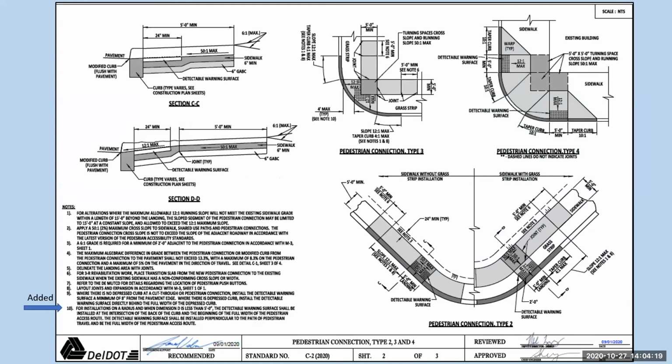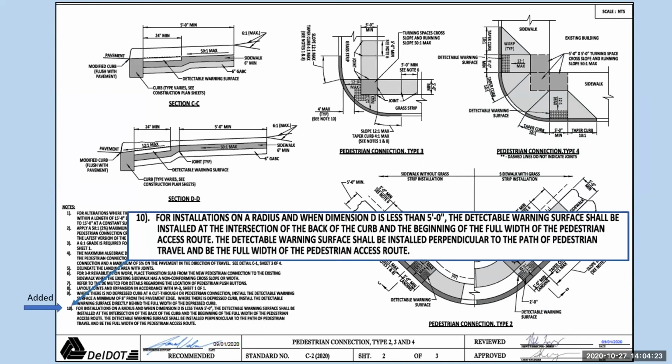manager. On sheet 2 of 3, you see we added note 10, and note 10 just gives you direction on where to install the detectable warning surface on a radius.